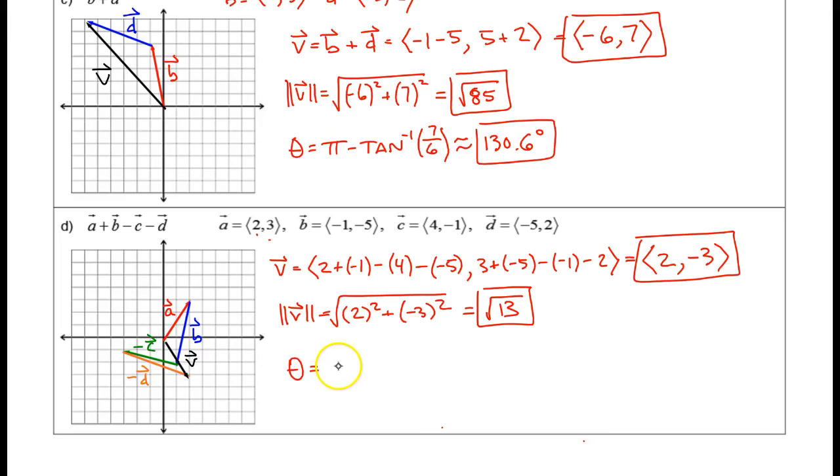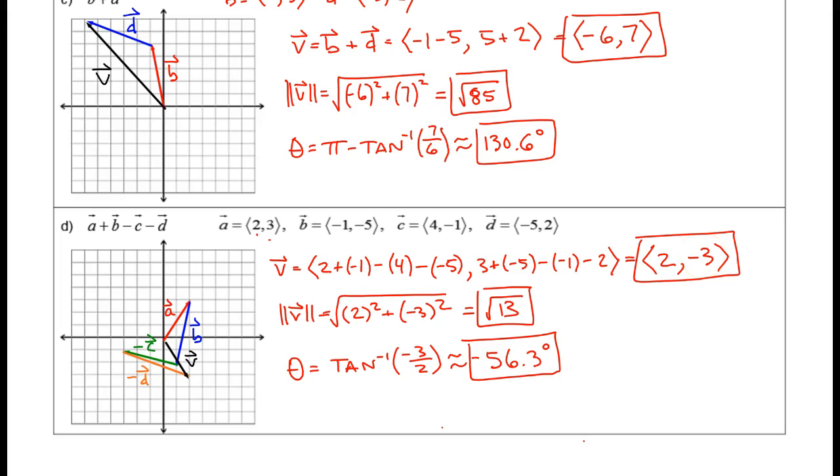If I just say theta equals inverse tangent of negative 3 over 2, I'm going to get negative 56.3 degrees. And remember, inverse tangent works in quadrant 4. It just gives us a negative output. And when I say inverse tangent works, I mean using the y over x values from the component form of the vector.